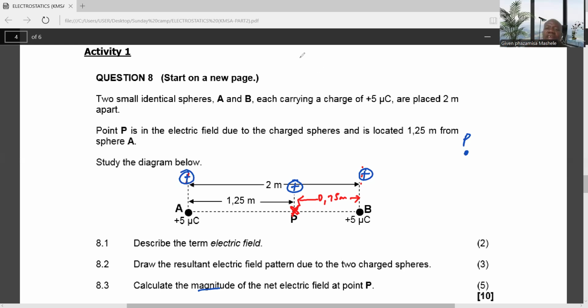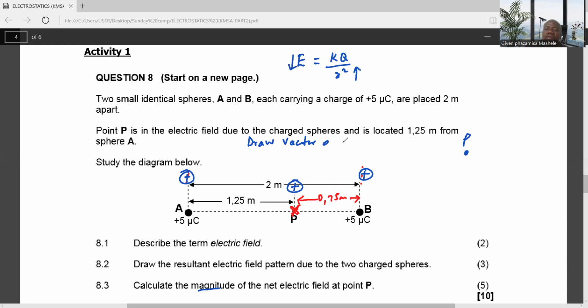Now, one other thing is that since we want to calculate the electric field at a point, electric field is calculated by using Q over r squared. So what does it mean with the distance? The higher the distance, the lower the electric field. So we can know which one will have the highest electric field and which one will have the lowest electric field. So step number one in answering this, we have to draw a vector diagram.